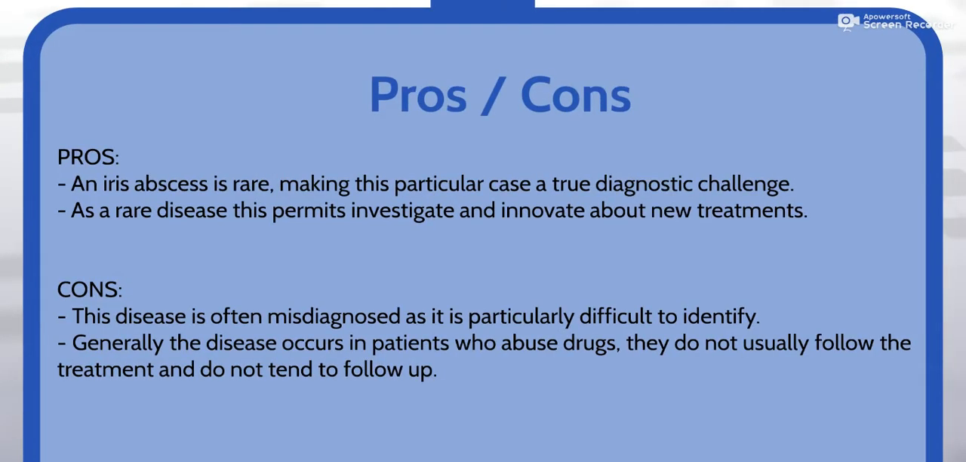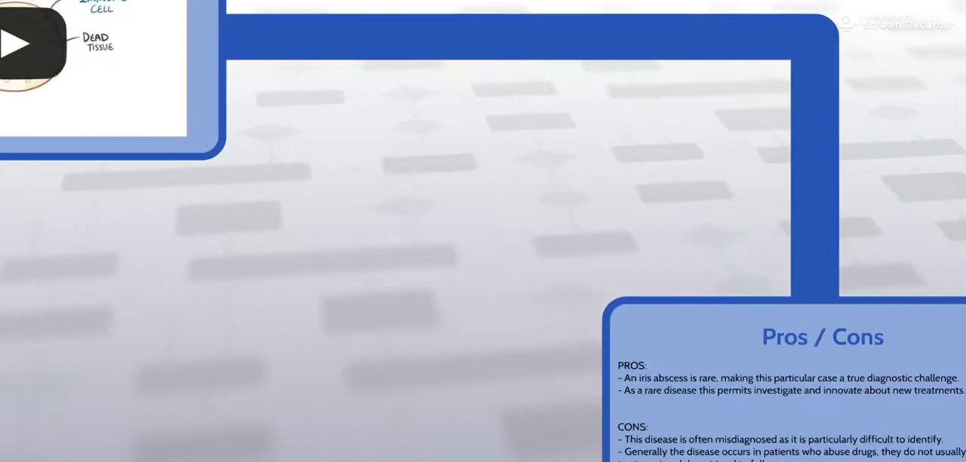About pros and cons. Pros: an iris abscess is rare, making this particular case a true diagnostic challenge. Another pro, as a rare disease, this permits investigation and innovation of new treatments. With respect to cons, this disease is often misdiagnosed as it is particularly difficult to identify. And another con, generally the disease occurs in patients who abuse drugs. They do not usually follow the treatment and do not tend to follow up.